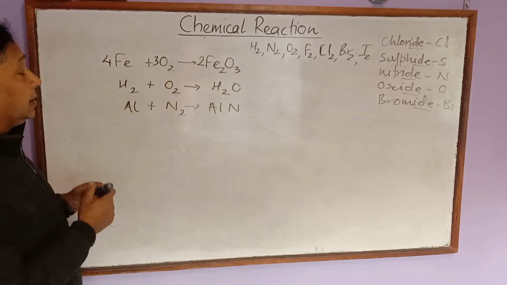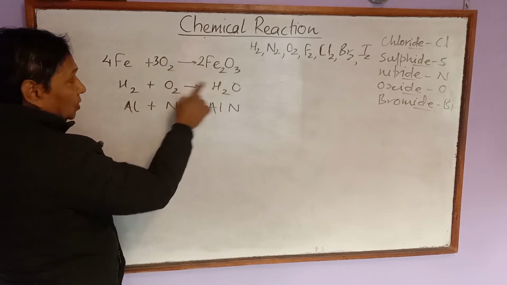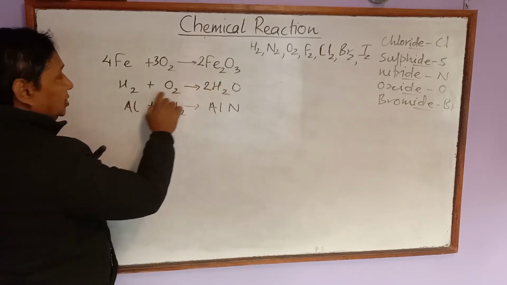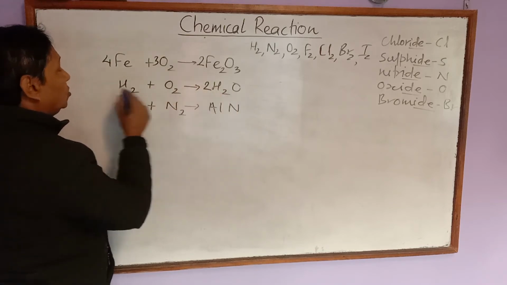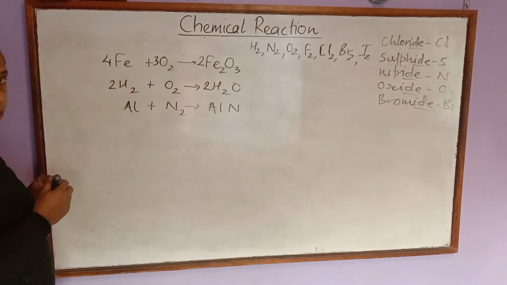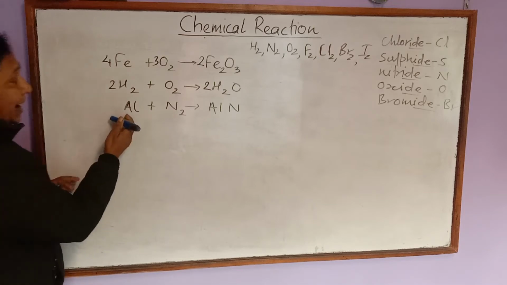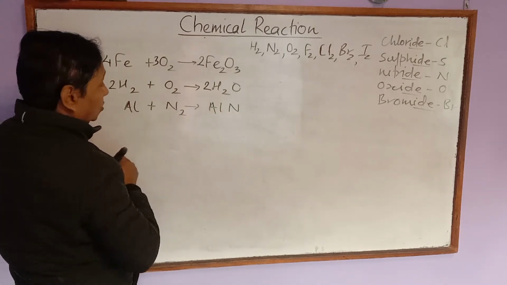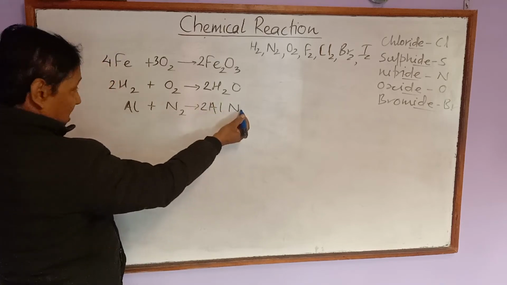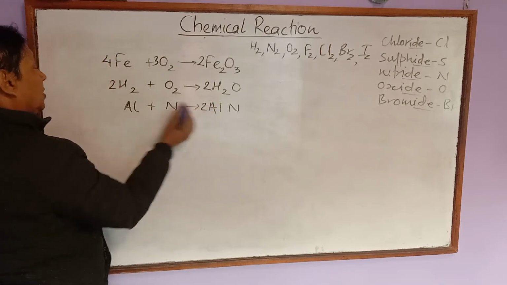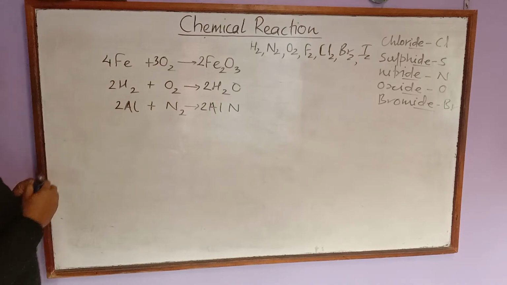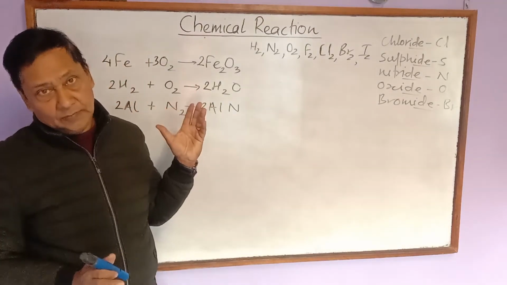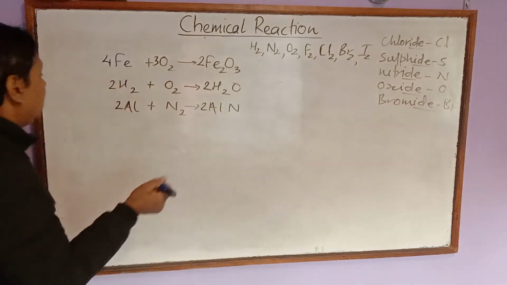Okay, now look at this second one. Oxygen here 1, here it is 2. This is odd. If we put here 2, then oxygen is balanced on both sides. Now hydrogen, 2 2s are 4. If we take here 2, it's balanced. Now aluminium and nitrogen, aluminium nitride. Nitrogen here 1, here 2. If we take here 2, then nitrogen is balanced, aluminium is 2, here 2. This way we can write a chemical equation and we can balance it. This was about combination reaction.